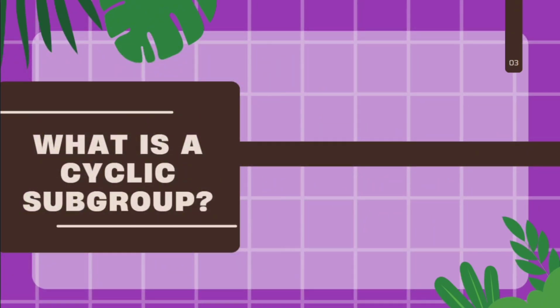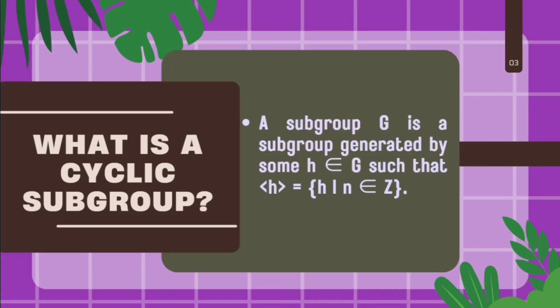But what is a cyclic subgroup now? A subgroup is a subgroup generated by some h that is an element of G such that the group generated by h is equal to the set of h raised to n such that n is an element of Z.